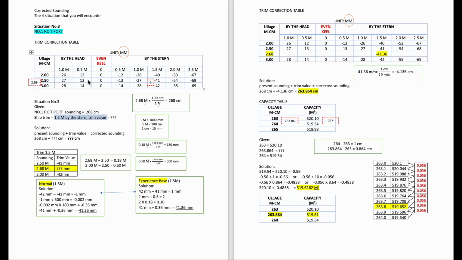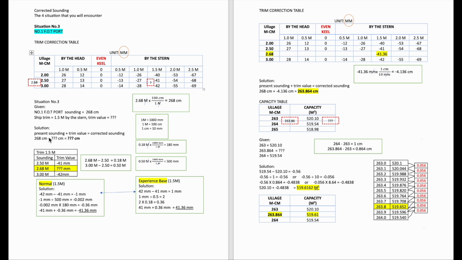As I've said in our previous videos, you should always take note of the unit. So always check the unit. The unit here is millimeter, so always take note that all the values here are in millimeter. And then let's go to our solution.